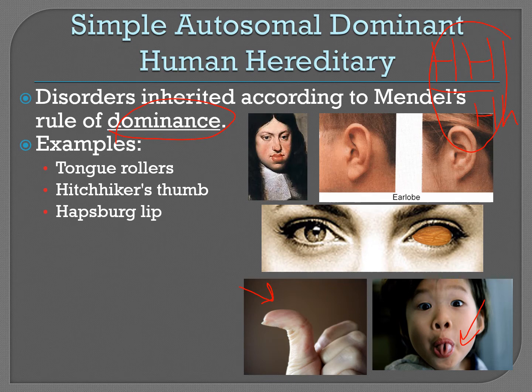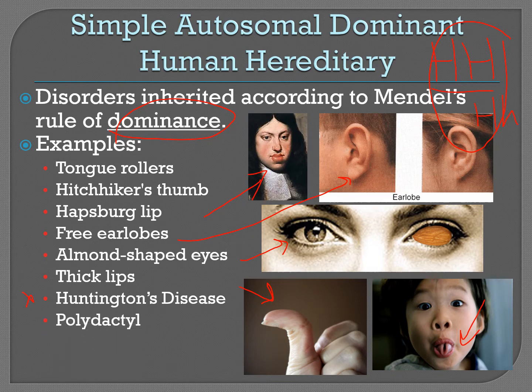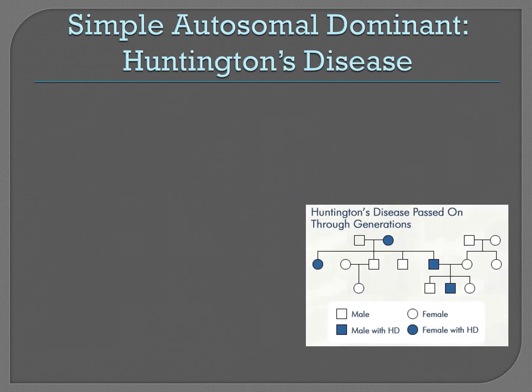The Hasberg lip, free earlobes, like your ears hang, almond-shaped eyes, thick lips, Huntington's disease. That's one of the ones we're going to talk about. Polydactyl is one we're going to talk about.